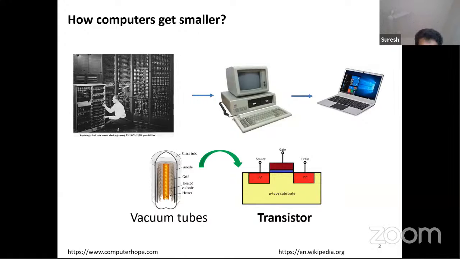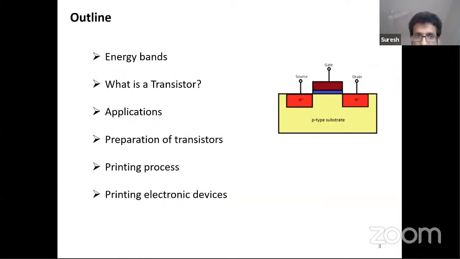Okay, so today I will talk about these transistors. So this is the outline of my talk. I will discuss what is matter and what are different states of matter, and then how the energy bands are formed in matter, then how these semiconducting materials have the band gap, and how these are used in a transistor, and what are different types of transistors and different types of applications. Then how to prepare the transistors, and whether there is any inexpensive or simple way to prepare the transistors, for example, the printing process. And then I will discuss different printed electronic devices.